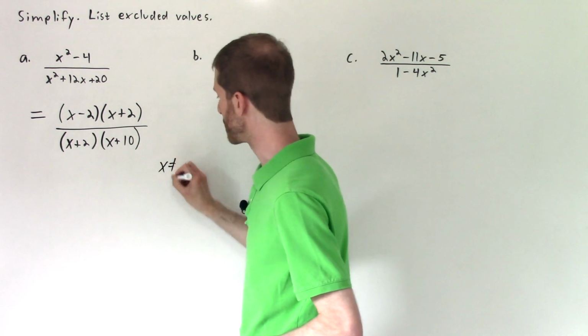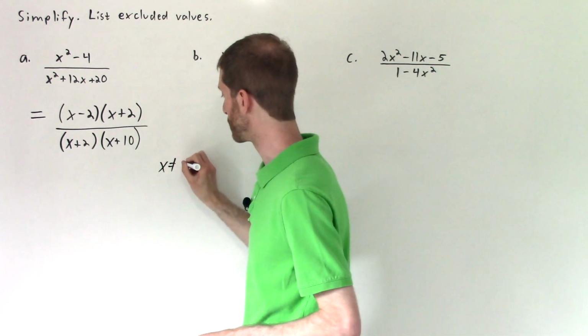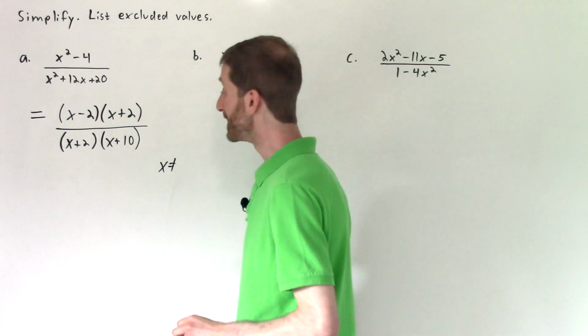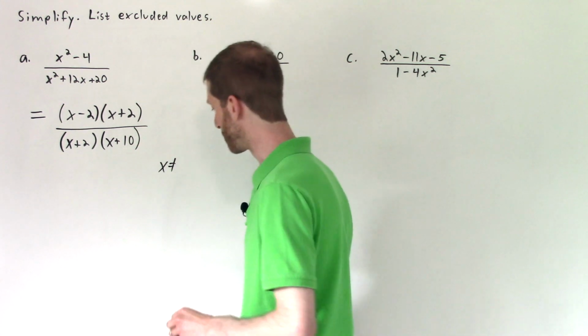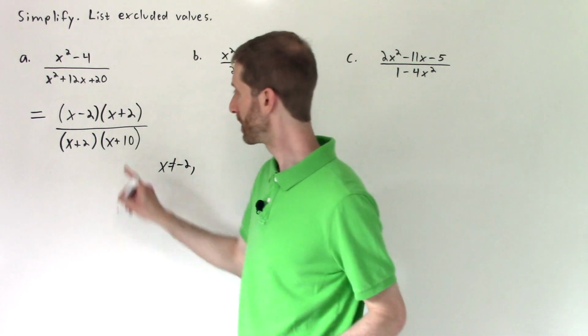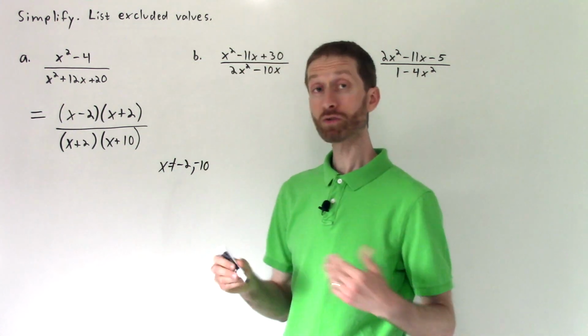I'm going to do that mentally. If x is negative 2, negative 2 plus 2 would give us 0. Negative 2 is the x value that we don't want it to equal, so x can't equal negative 2. And then negative 10 plus 10 would make it 0, so x can't equal negative 10. Those are our excluded values.